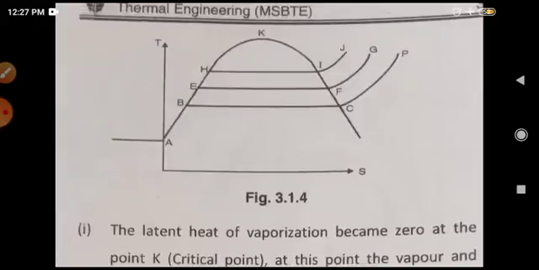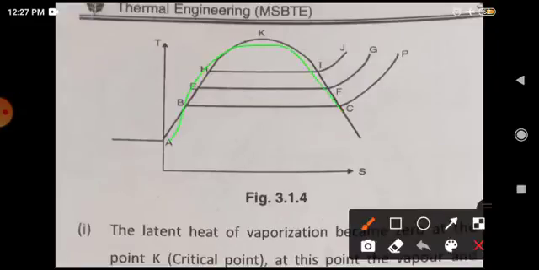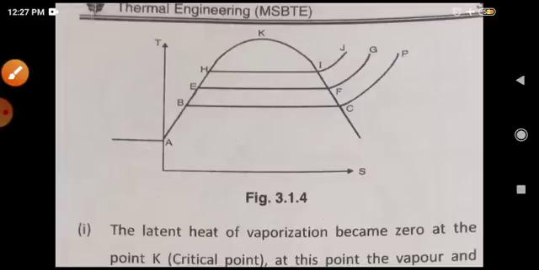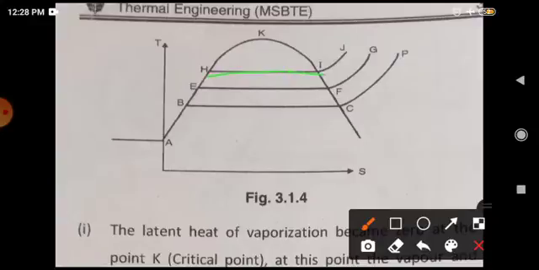This line is the boundary between wet and superheated steam. The process HI, latent heat is absorbed over here. It represents the change of state from liquid to steam. The heat absorbed during this stage, shown by HI, is known as the latent heat of vaporization.